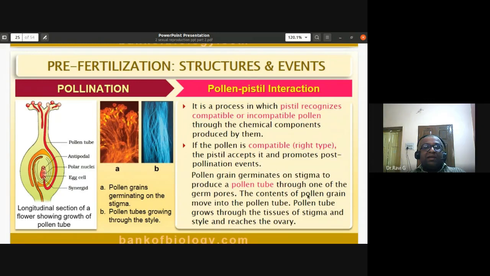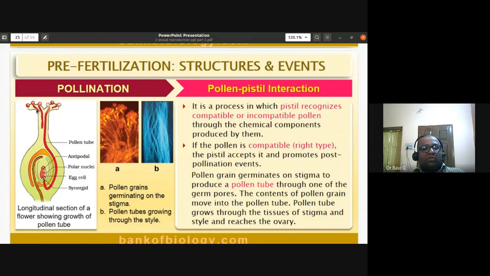So the pollen grain germinates on the stigma to produce a pollen tube. Where does the pollen tube form? From the germ aperture in the exine, the pollen tube is going to form. The contents of the pollen grain move into the pollen tube. What are the contents of the pollen grain? If it is a two-celled pollen grain, they have vegetative cytoplasm, vegetative nucleus, and generative cell. So the pollen grain contents move into the pollen tube.